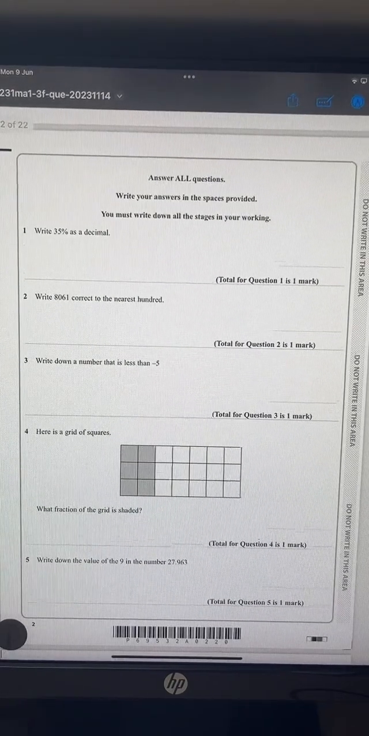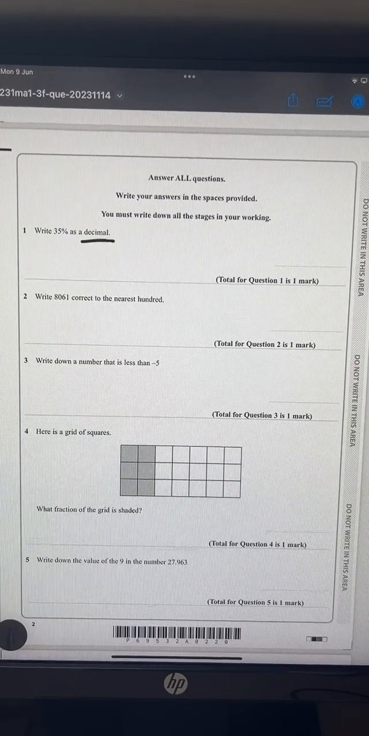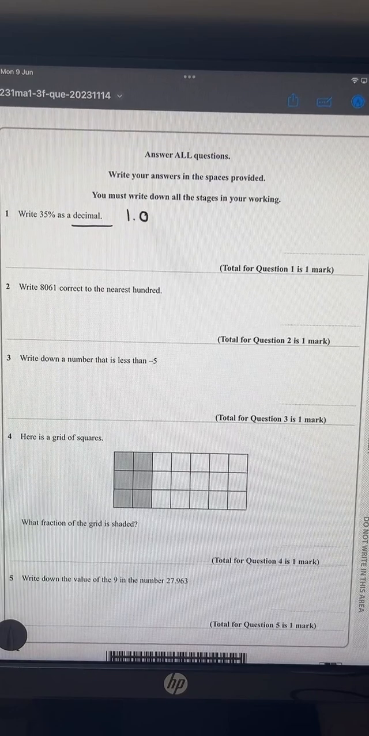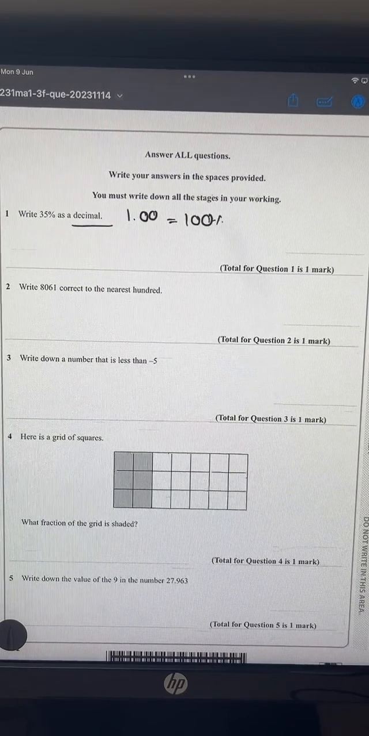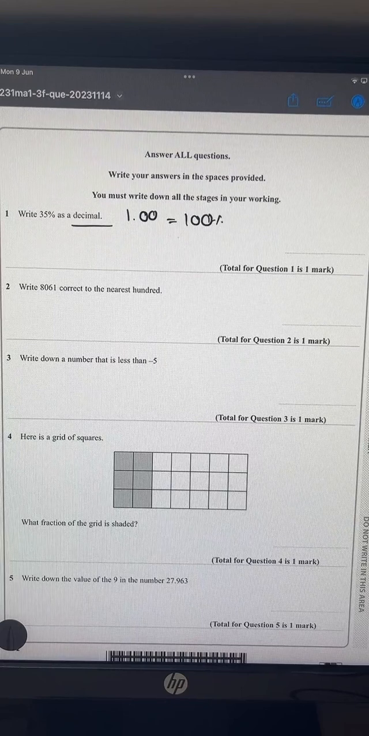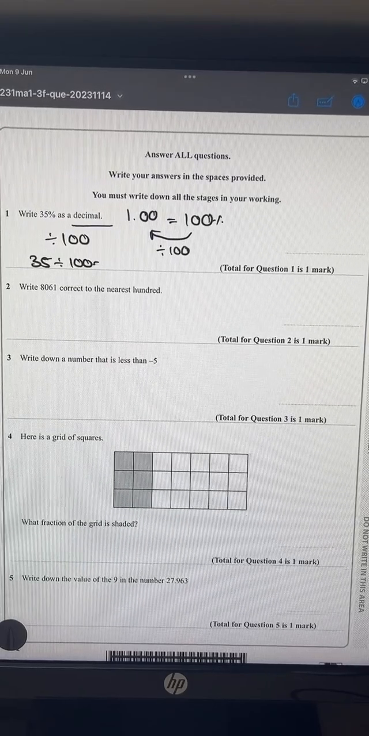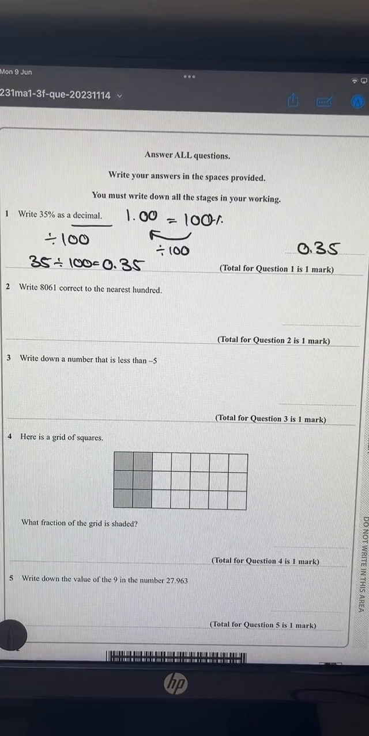So, write 35% as a decimal. Whenever you're writing a number as a decimal, you need to think that 1.00 equals 100%, yeah? So 100% equals 1. So how am I going from here to here? I am dividing by 100, all right? So whenever you convert a percentage to a decimal, divide by 100. So 35 divided by 100 equals 0.35. And that's how you would do question 1.